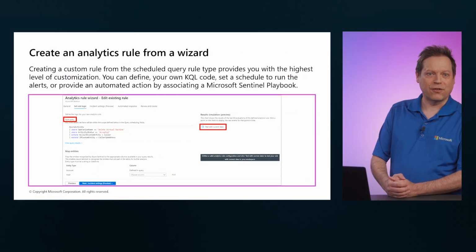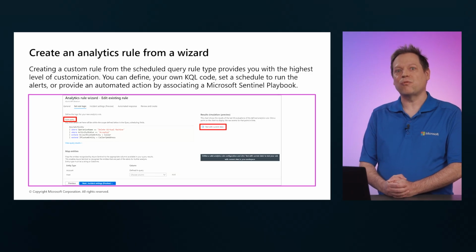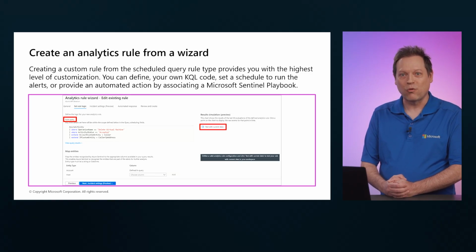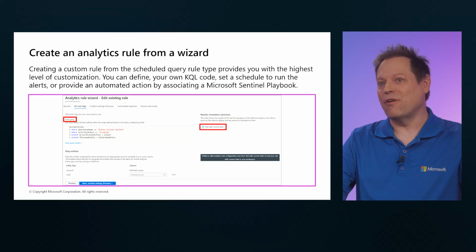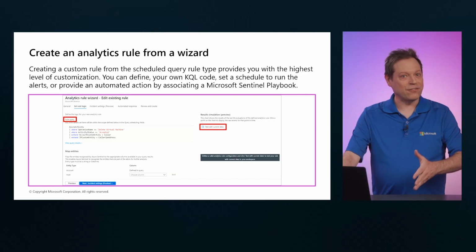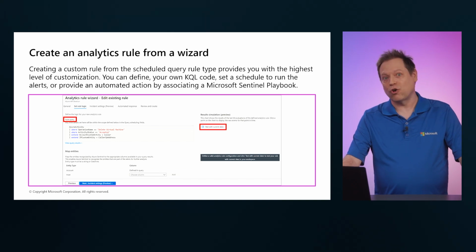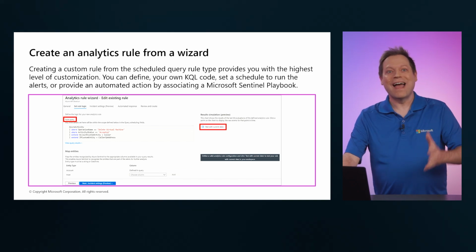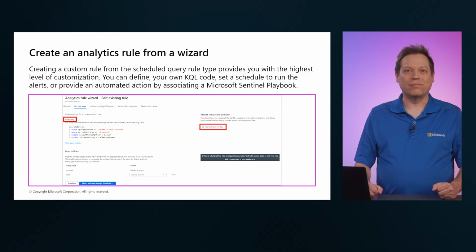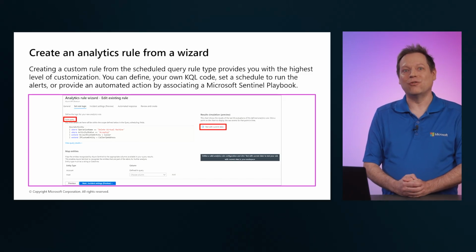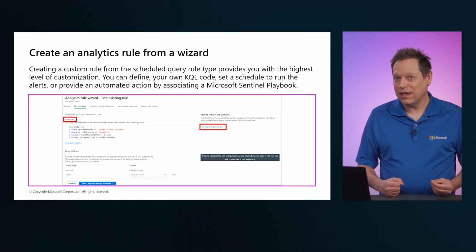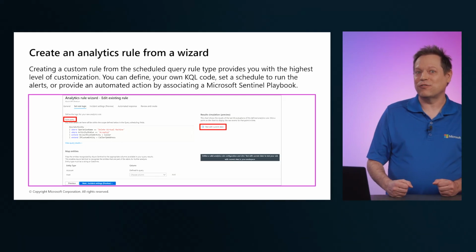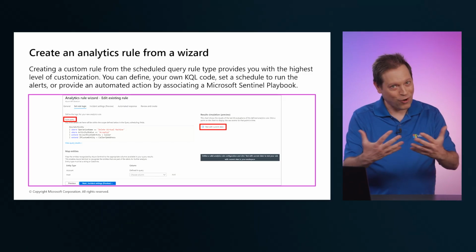When you need the most flexibility, creating a custom rule using the scheduled query rule type is the way to go. This approach lets you define your own KQL, decide exactly how often the query runs, and control how alerts are generated. You can also tie into automated actions by associating a Microsoft Sentinel playbook, so detection and response can be connected from the start.